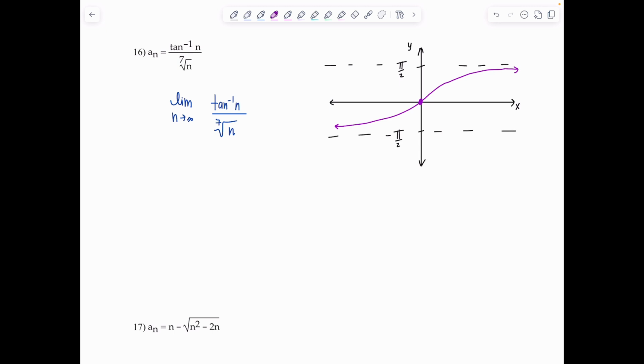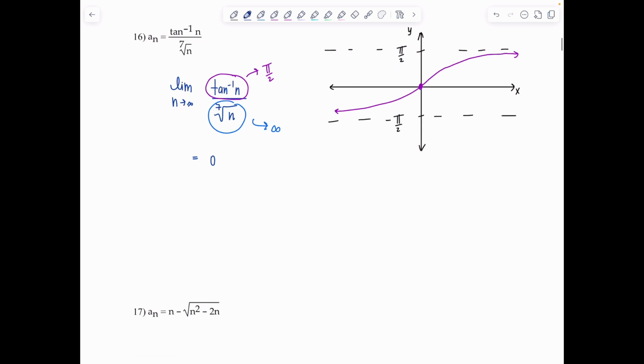So as n gets very, very large, tan inverse of n is going to approach pi over 2. The 7th root of n, as n gets very, very large, is going to approach infinity. So I just have a constant over infinity. Where's that going? Yes, 0. That's it. That was pretty harmless. You just had to remember the graph of tan inverse, okay? Good.